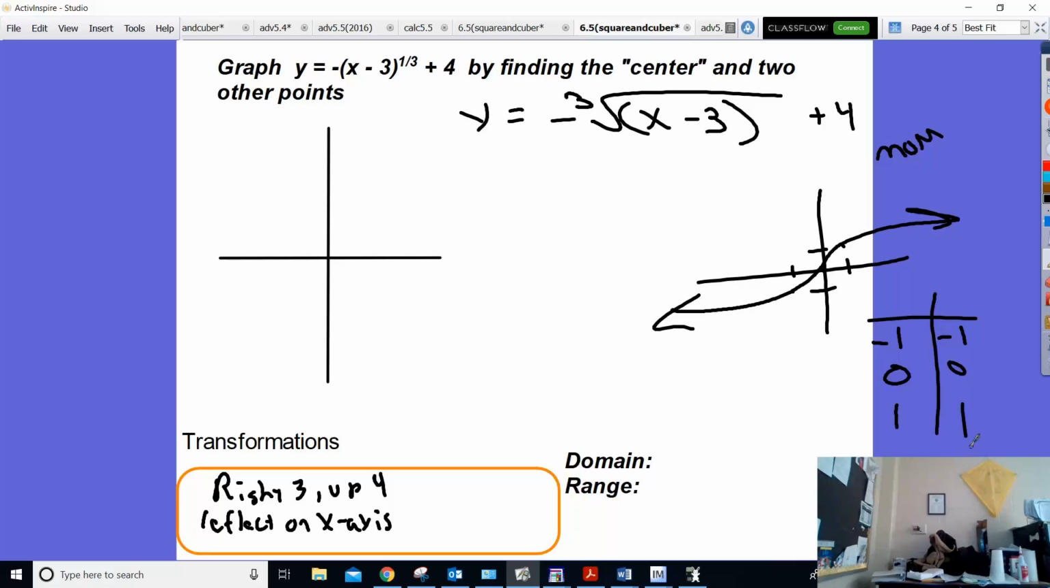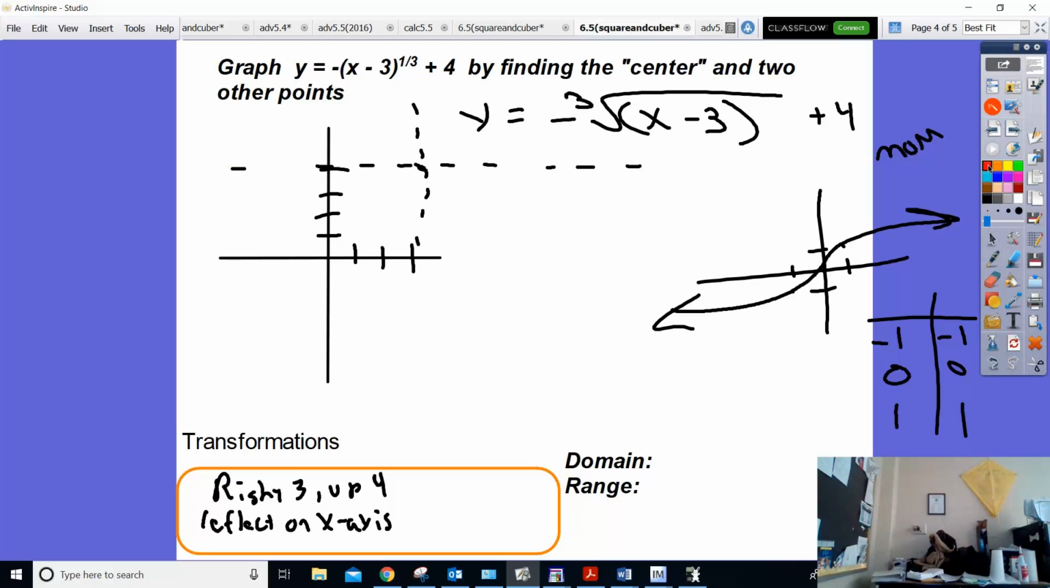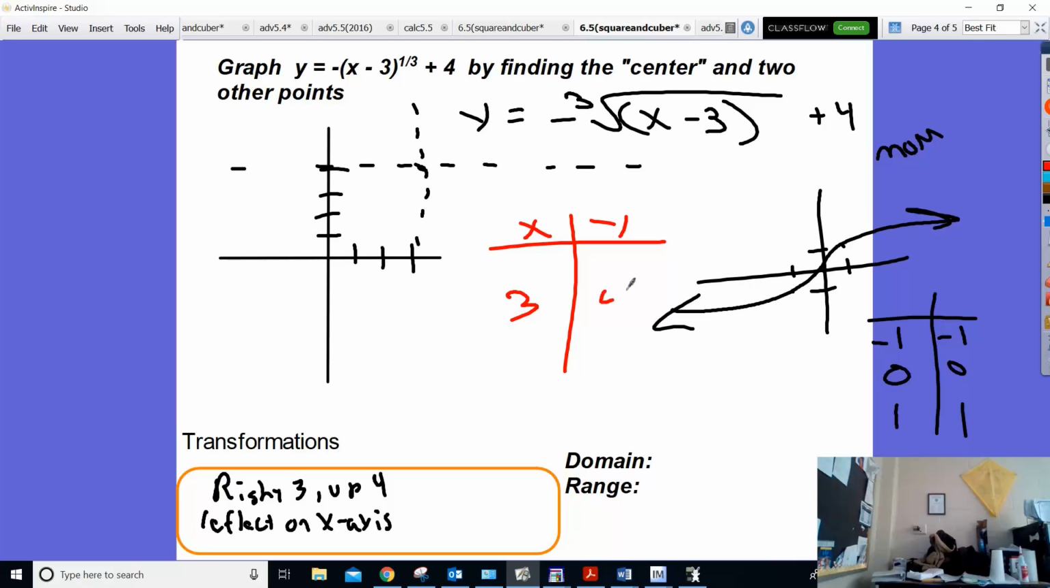So mom, according to Sam, got shifted right 3, and I think he also said up 4. You guys agree with Sam? You understand that? We've been doing that for a long time. Ever since absolute value, we've been doing the opposite of whatever's in there. Right 3, up 4. And that is what I'm referring to as a center here. That is this thing's center.